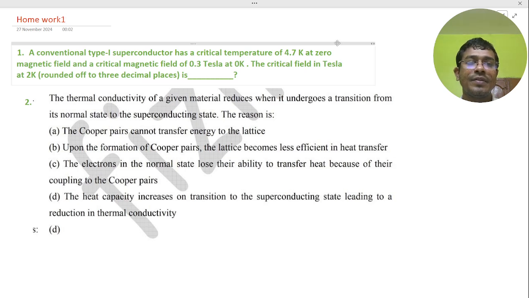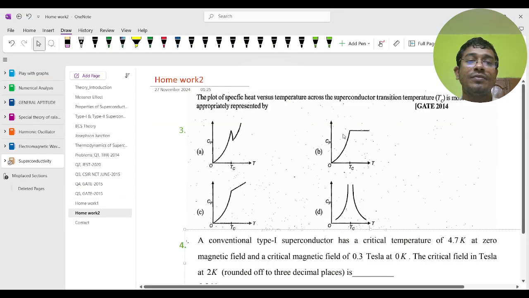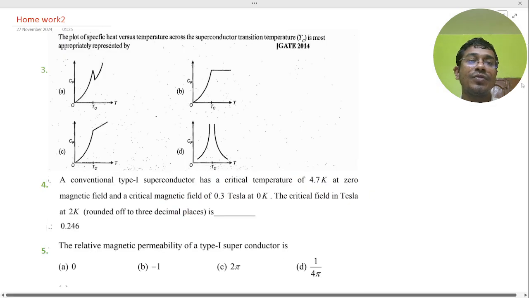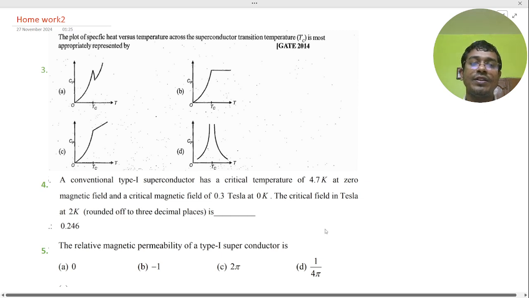The second one is a GATE MSQ type question, so basically 1 or 2 answers could be correct. These are 2, and the other ones are 3 questions. The first one is a graph, the plot of specific heat versus temperature according to the superconductor transition temperature, which will be correct. The second one is a GATE NET type question, and the third one is also from NET. You just pause this video and take a screenshot.